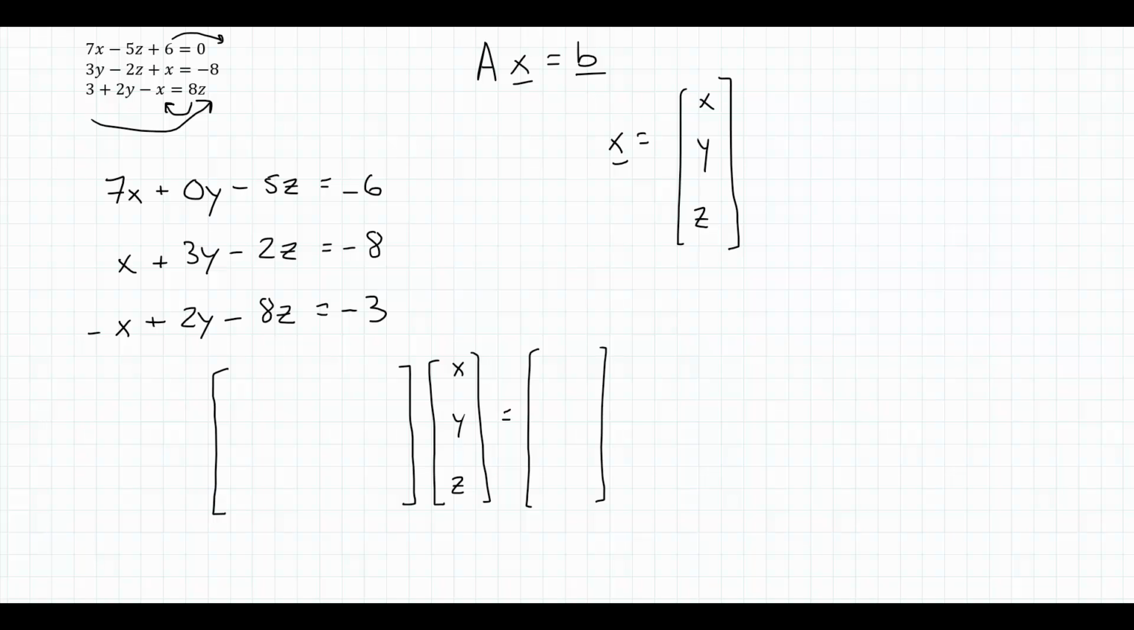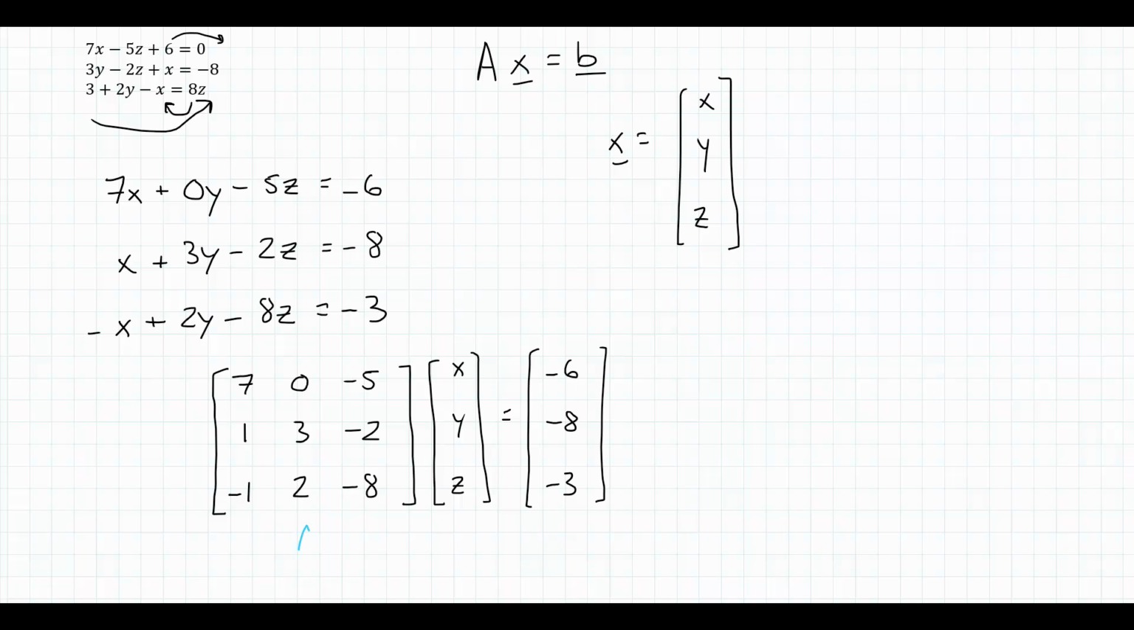So if I just go row by row, the first row of A, and of b, is going to pertain to my first scalar equation. So I'm going to fill in this matrix. I have a 7, 0, -5. Those correspond to the x, the y, and the z terms. And then -6 for that b vector. Second row, second equation. So 1 in front of the x, 3y, a -2, and then a -8. And then third row is the third equation, so a -1 times x, +2 times y, a -8 times z, and I have a -3 on this side.